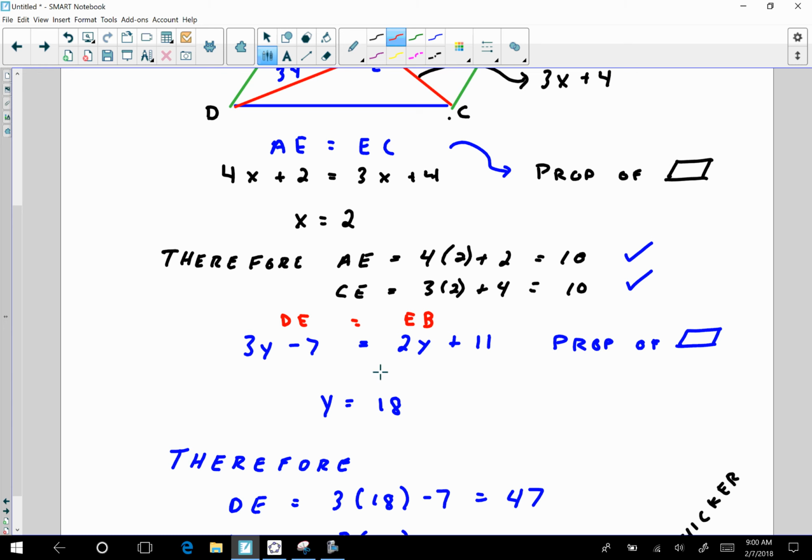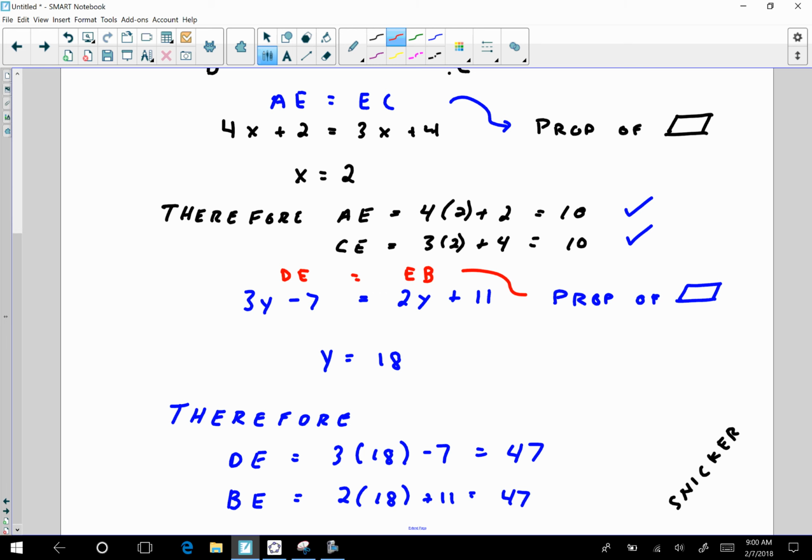You can certainly do this. Subtract 2y, add 7 to both sides. y is equal to 18. And this statement right here is because of the property of parallelograms. Therefore DE is equal to 3 times 18 minus 7, which is 47, and BE is 2 times 18 plus 11, which is equal to 47. So that's just one more property about parallelograms.